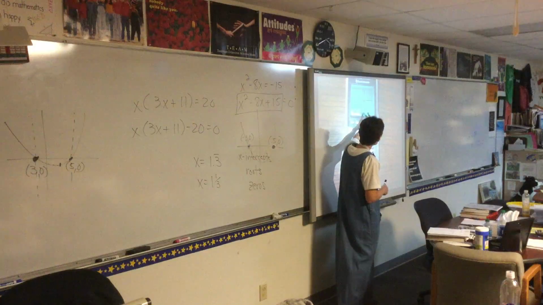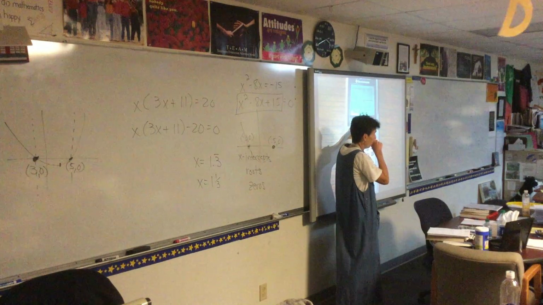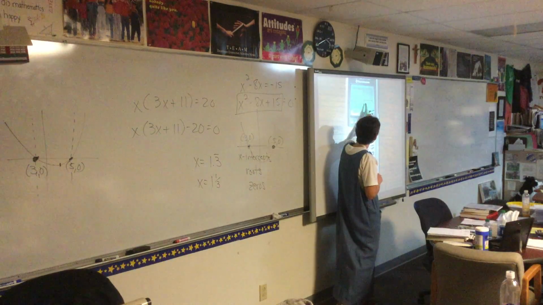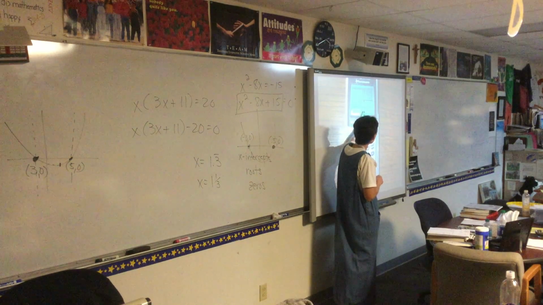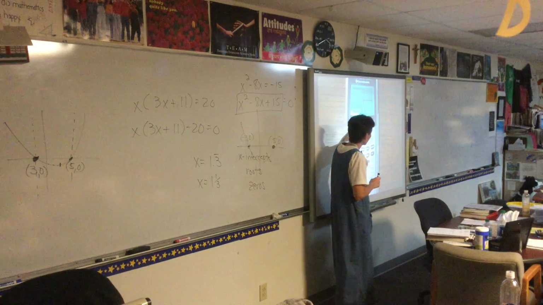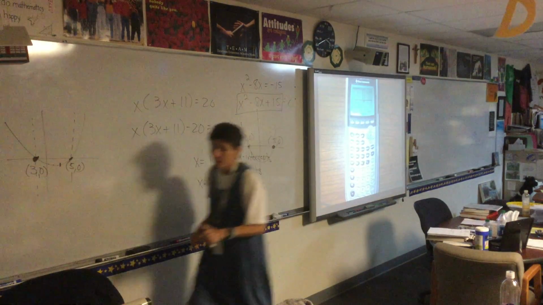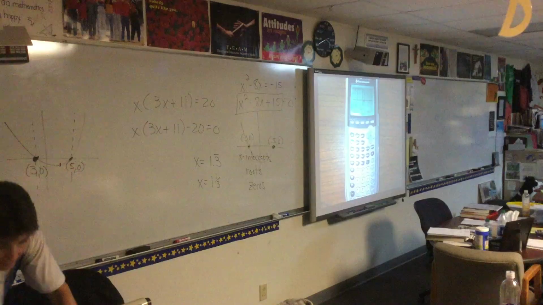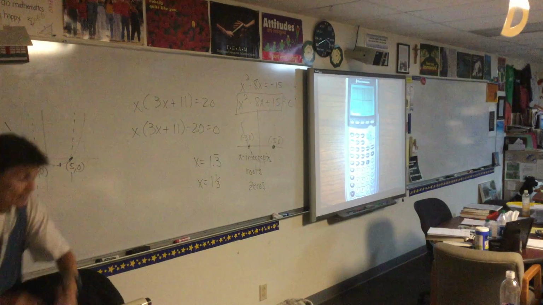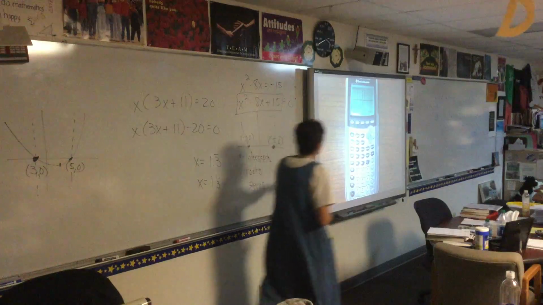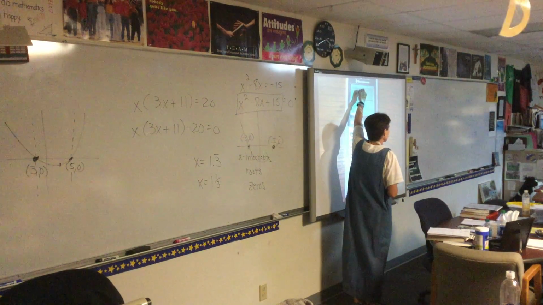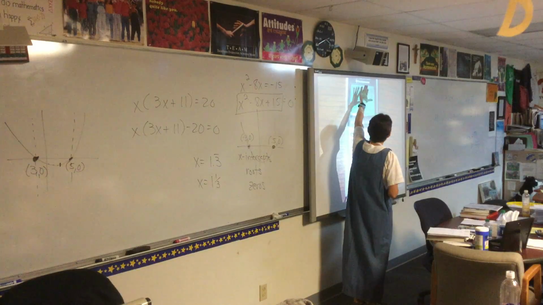That is the point I'm looking for. I want to be to the left of it, so I'm going to move my cursor down here somewhere. There is no single magical point. Anywhere down here, and press enter. As soon as I press enter, it pulls up that little arrow thing. It says, okay, that's your left bound.